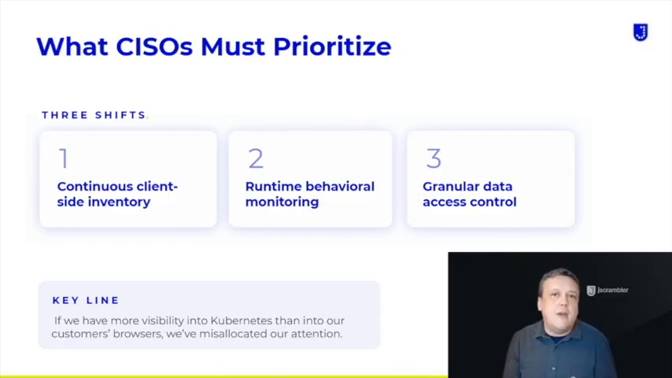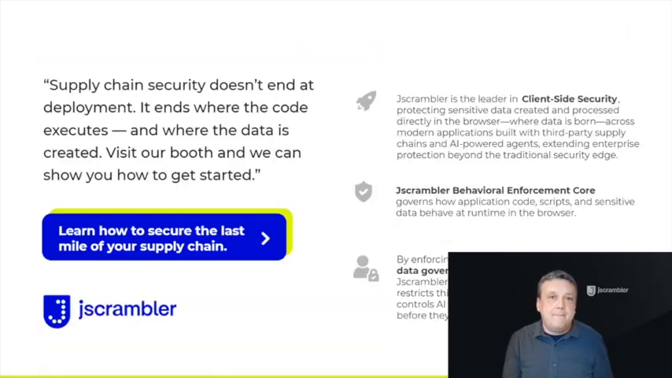But here's the hard truth. Most organizations today have invested enormously in infrastructure observability. You've got Kubernetes logging, you've got cloud API audit trails, you've got network flow data, but your visibility into the browser is nearly 0. If we have more visibility into Kubernetes than we do into our customers' browsers, then we've profoundly misallocated our security resources. The browser is the new frontier, and that rebalancing needs to start today.